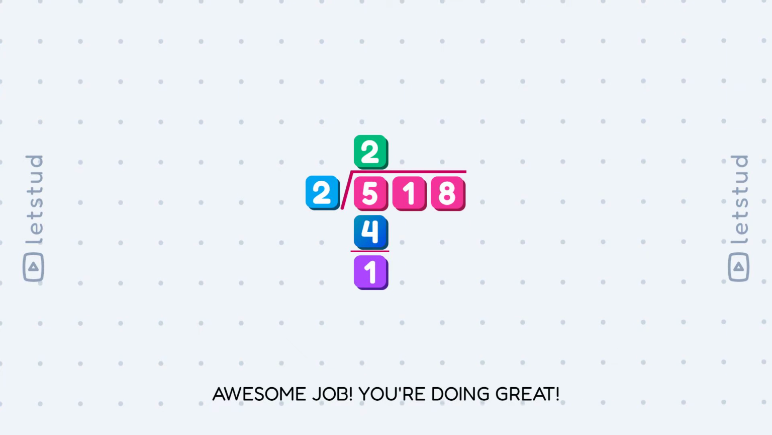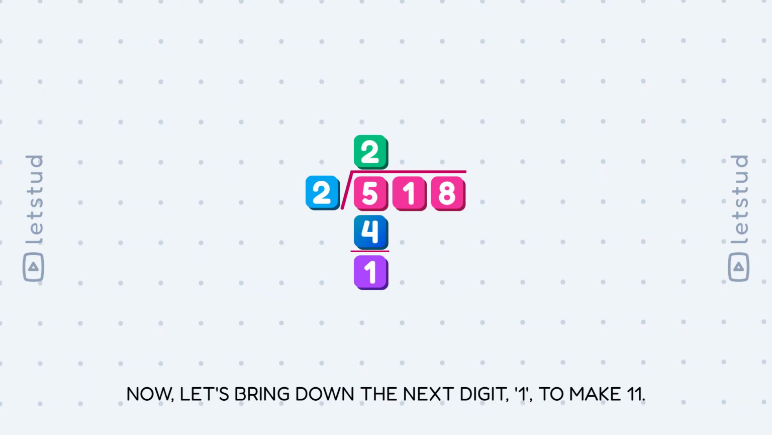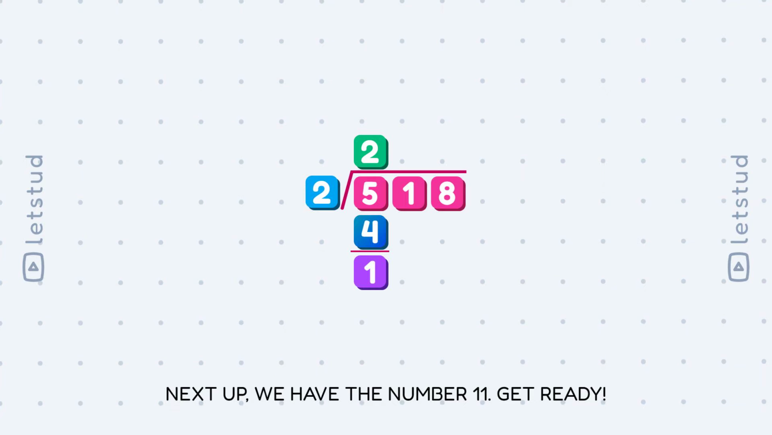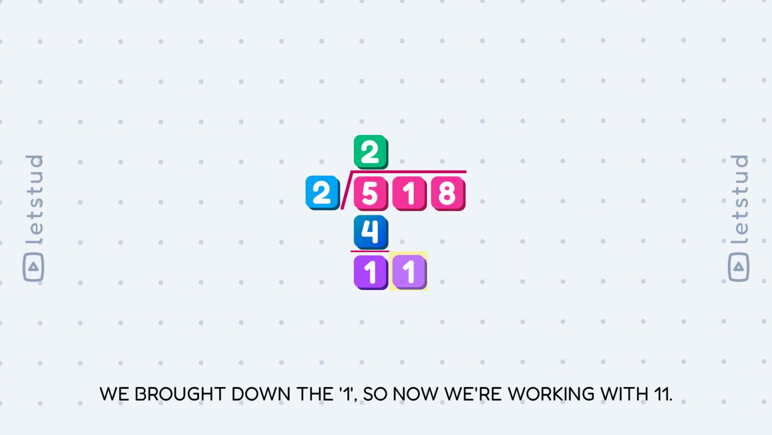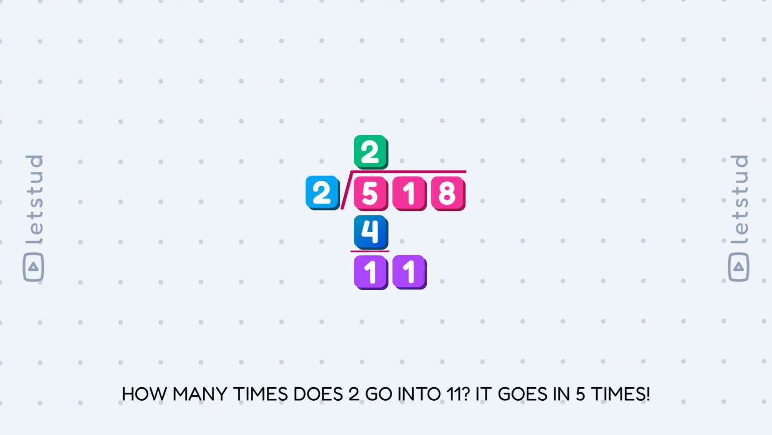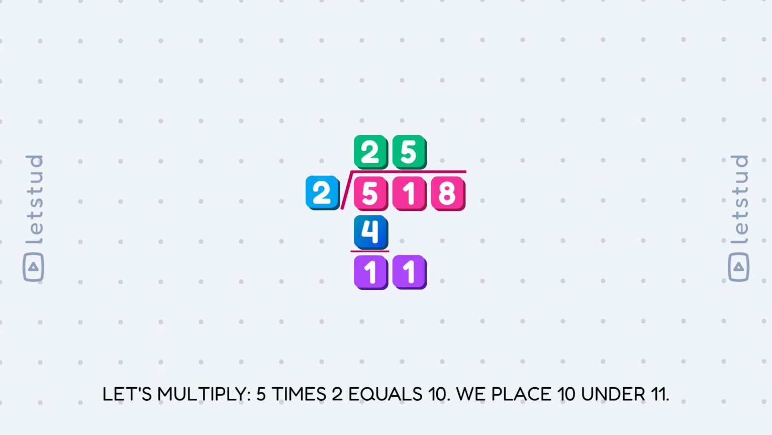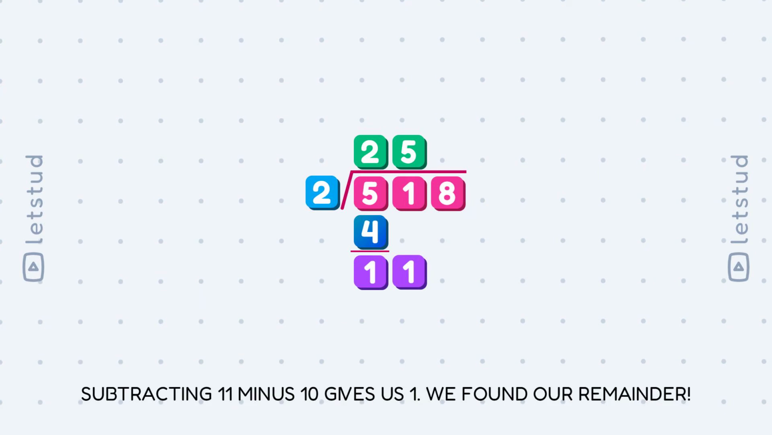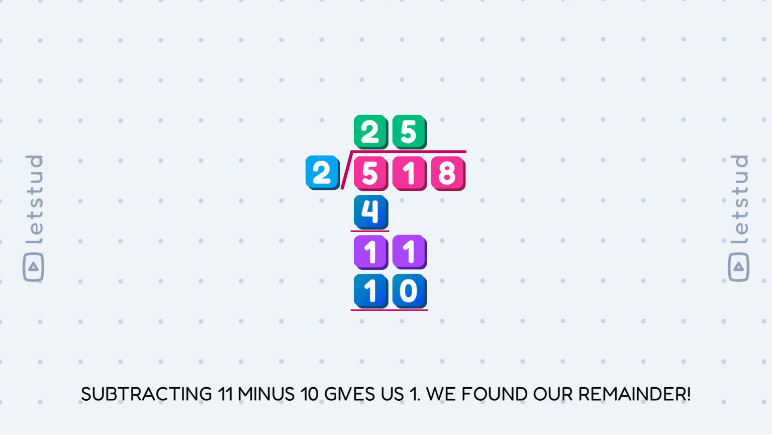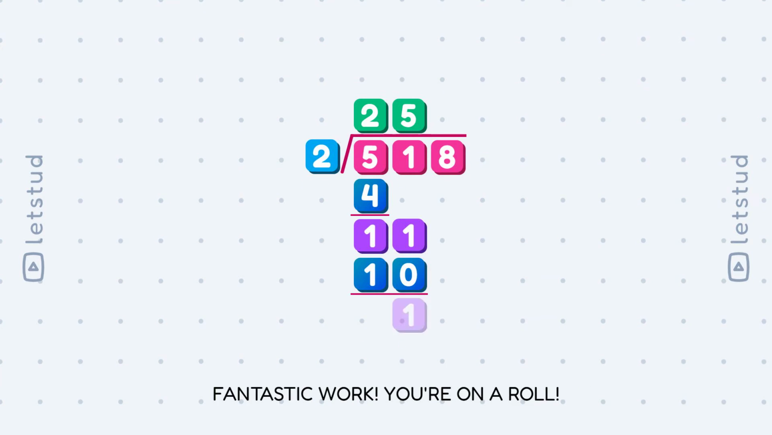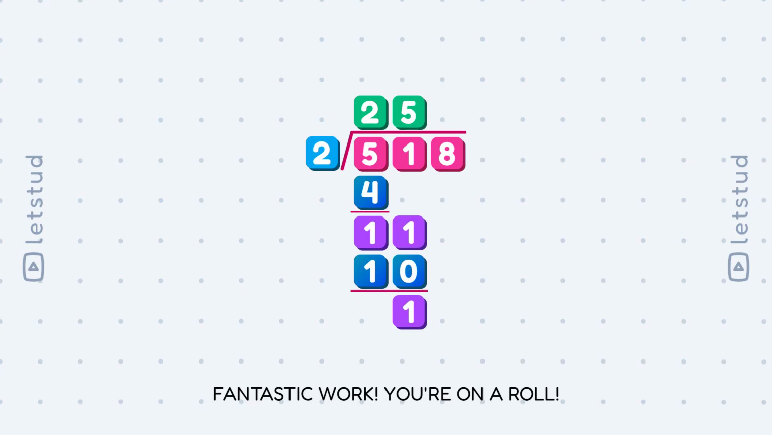Awesome job, you're doing great. Now let's bring down the next digit 1 to make 11. Next up we have the number 11, get ready. We brought down the 1, so now we're working with 11. How many times does 2 go into 11? It goes in 5 times. Let's multiply: 5 times 2 equals 10. We place 10 under 11. Subtracting 11 minus 10 gives us 1. We found our remainder. Fantastic work, you're on a roll.